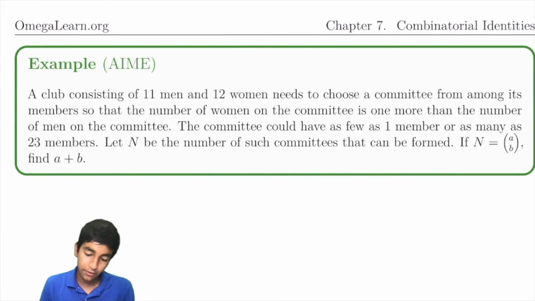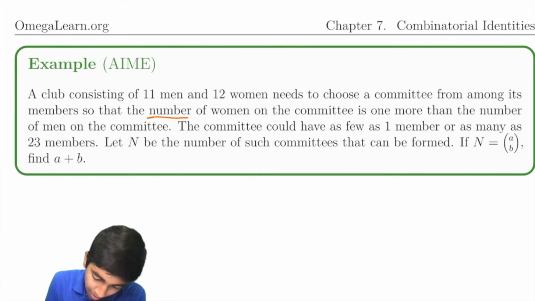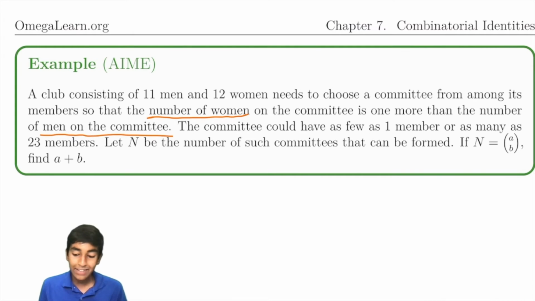A club consists of 11 men and 12 women, and needs to choose a committee from its members so that the number of women on the committee is one more than the number of men on the committee. The committee could have as few as one member or as many as all of them, 23. We're asked to find how many committees can be formed. This is just an answer extraction we'll worry about at the end.